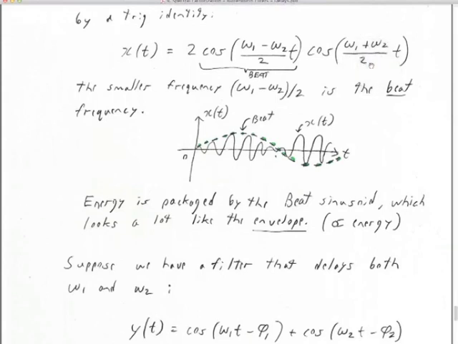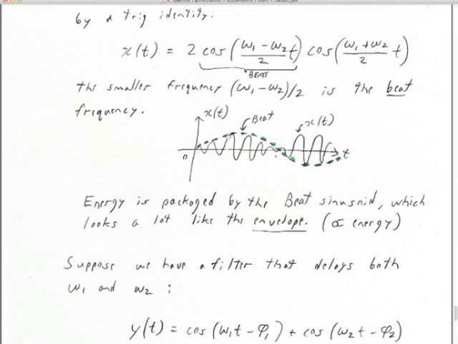So you have two different frequencies. The second cosine is going off the average frequency, and this cosine here is half of the difference between the two. Let's say you've got frequencies that are relatively close together. That means the difference between the two, and especially half of it, is going to be a much smaller frequency than the average frequency.